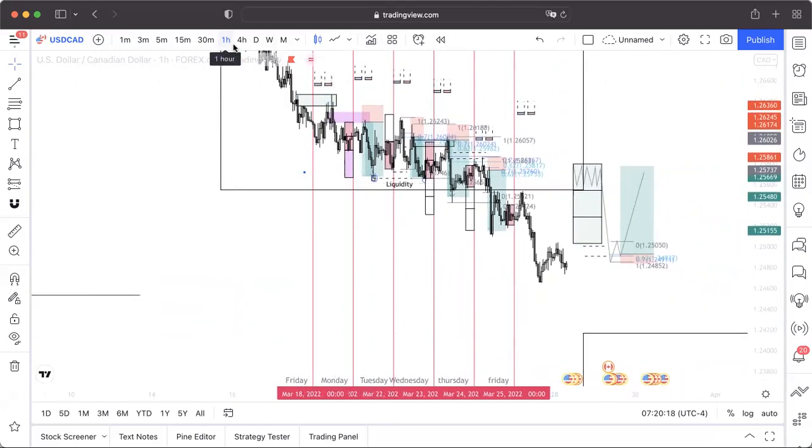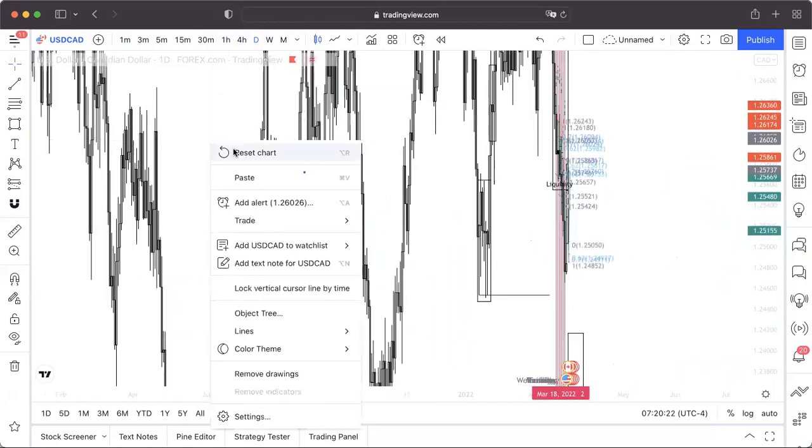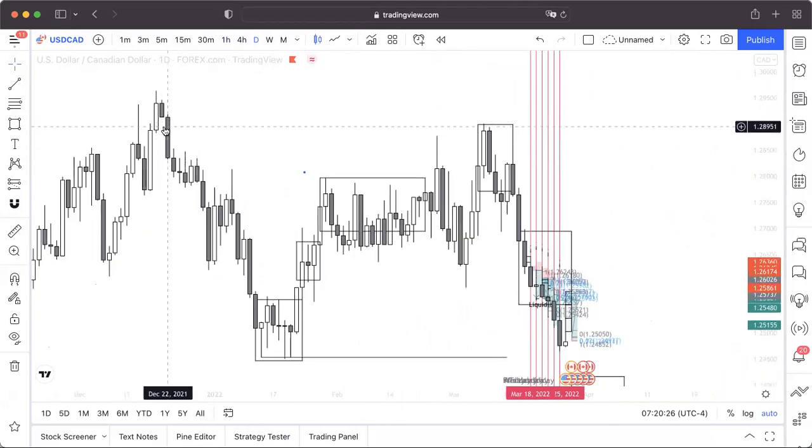So yeah, let's hope that was a good explanation. Also we had this order block, fair value gap, so a bunch of things that would confirm the direction for you.